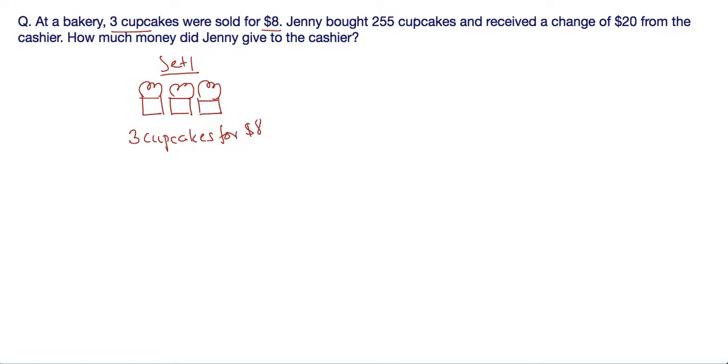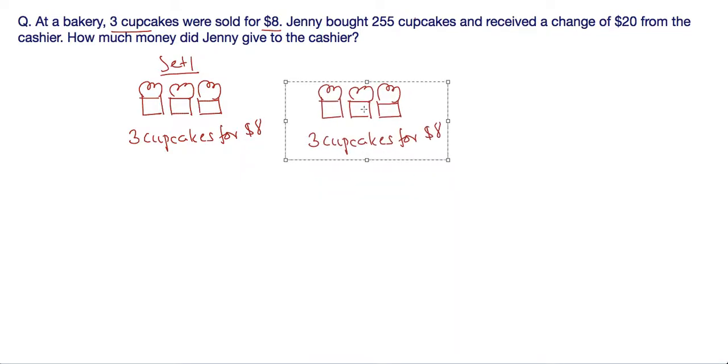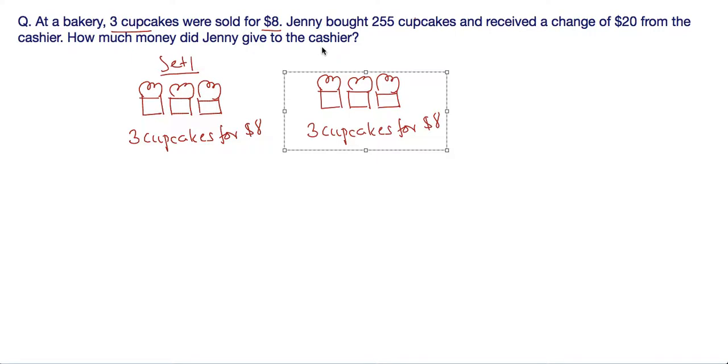But how about if I bought 2 sets? If I buy 2 sets, how much do you have to pay? So let's say this is my second set. Obviously the second set will also have 3 cupcakes, and again its cost will be $8. I will be paying 8 times 2, because each set is $8. So 2 sets will be 8 times 2, $16, right?